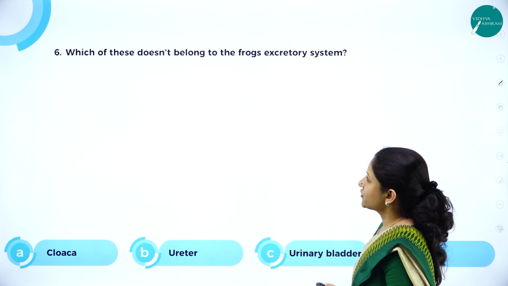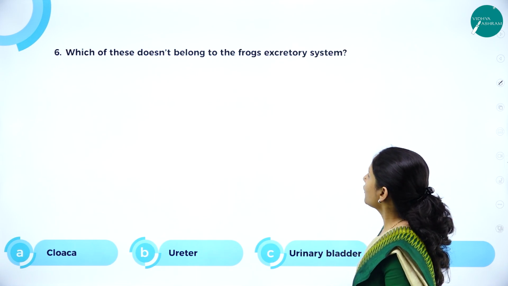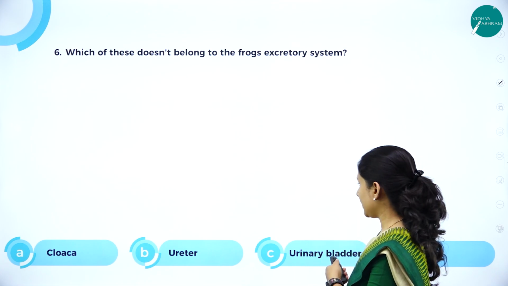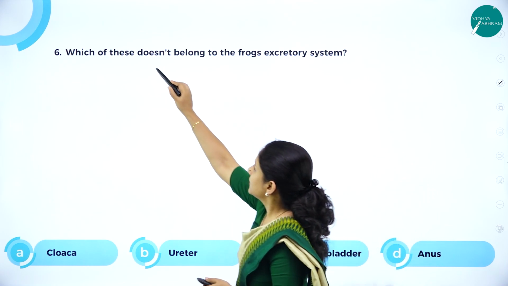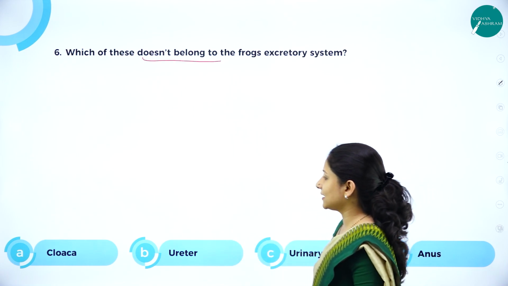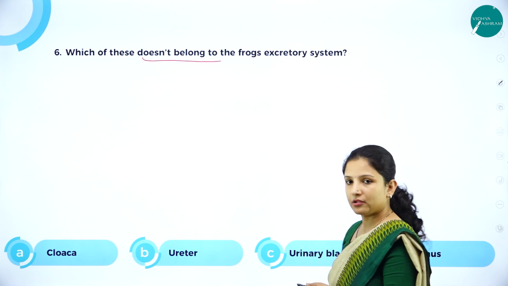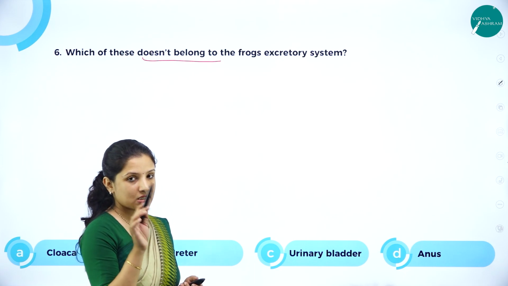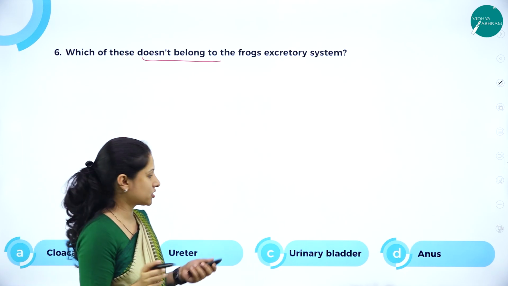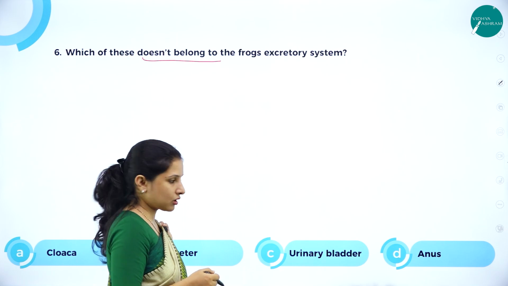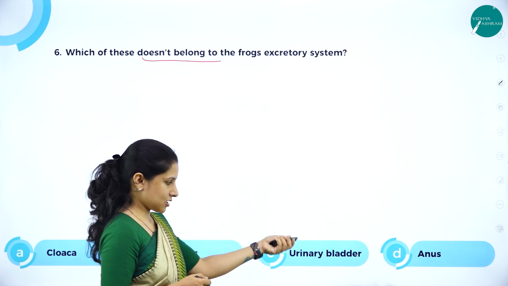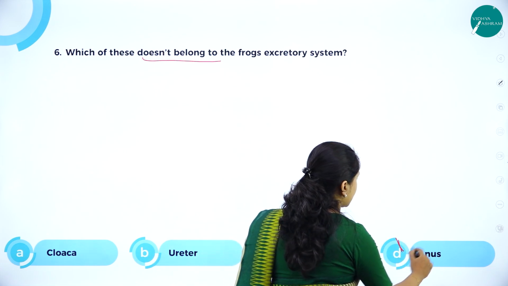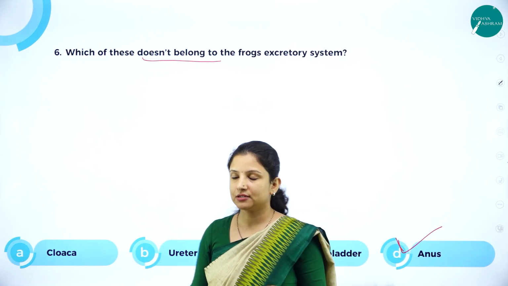Next question. Which of these doesn't belong to the frog's excretory system? Cloaca, ureter, urinary bladder, anus. So cloaca belongs to the frog's excretory system. Ureter also, because the kidney has two tube-like structures called ureter, which is connected to the cloaca, and that is connected to the urinary bladder. So anus has nothing to do, because frogs do not have anus. So option D is the correct answer here.